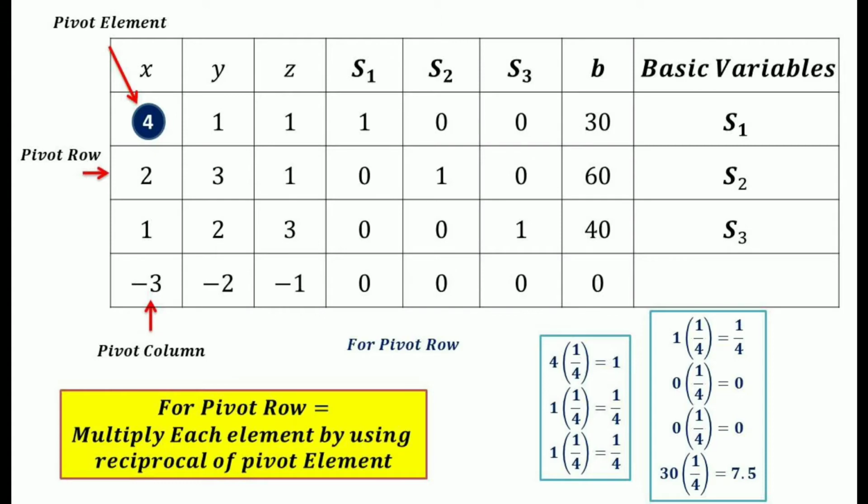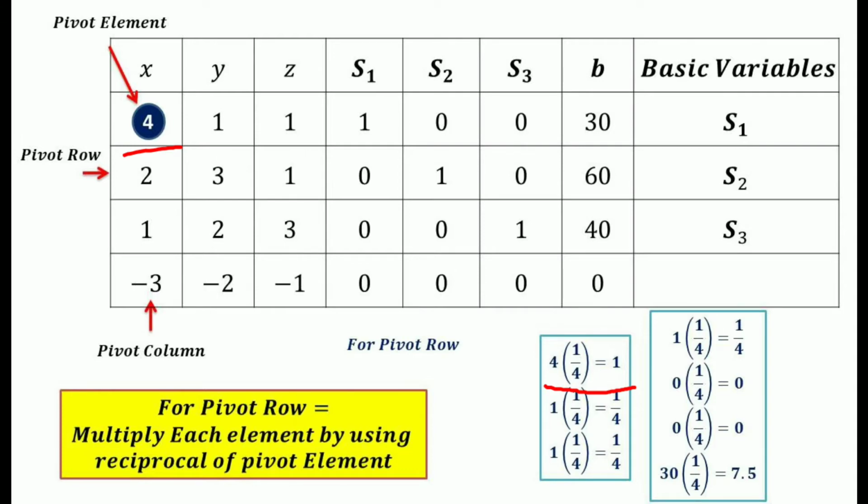So how can we create a new table? First we have to consider the pivot row. Here the first row is the row containing the pivot element, or it is the pivot row, which can be transformed into a new row by dividing each element by the pivot element, or by multiplying by the reciprocal of the pivot element. Here we are multiplying each element by the reciprocal of the pivot element. So the reciprocal of the pivot element is 1 upon 4.